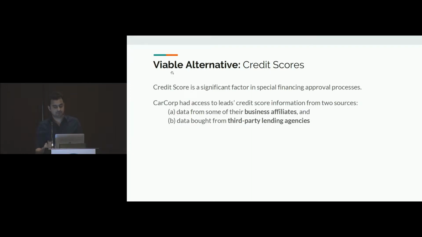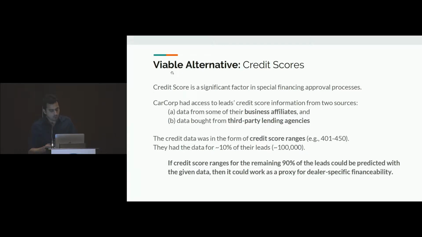The company had access to leads' credit score data in two ways: data from affiliates to whom leads self-reported their credit scores, and data bought from third-party lending agencies. For legal and practical reasons, however, CarCorp only had access to credit data in the form of credit score ranges, and this data was available for about 10% of the leads. The teams wondered if it was possible to infer credit score ranges for the remaining 90% of the leads using the available 10%. If possible, credit score ranges could act as a proxy for dealer decisions. A financeable lead would be a lead with a high credit score.